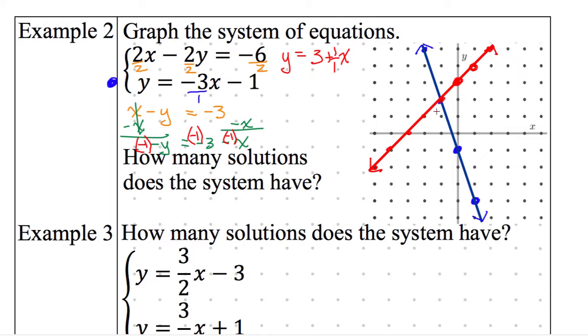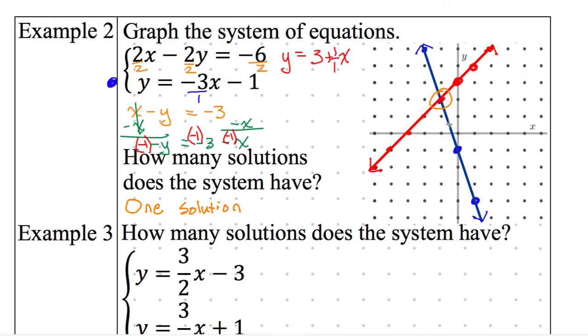All right, we can see that it crosses once. Right there, I'll circle it. Therefore, how many solutions does our system have? Monse, go for it. Yep. 1 solution.